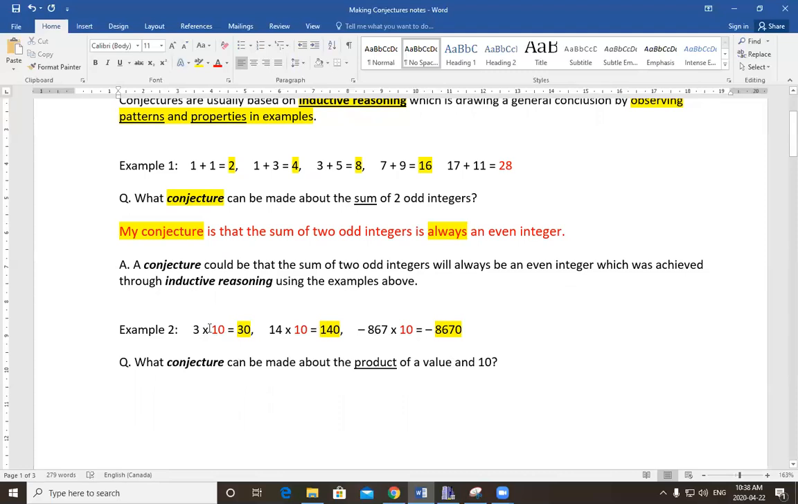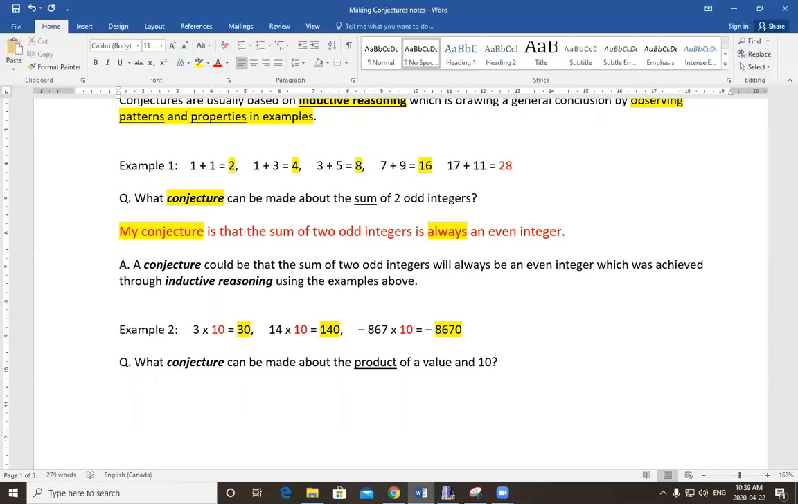Well, if we look, our initial value is 3 and the product is 30. So it looks like we've added a 0. Our initial value is 14 and we've added a 0. Our initial value is negative 867 and we added a 0. And notice that the 0 is in the ones position. So it looks like whenever you multiply a value and 10, you simply add 0 to the ones position of that value.